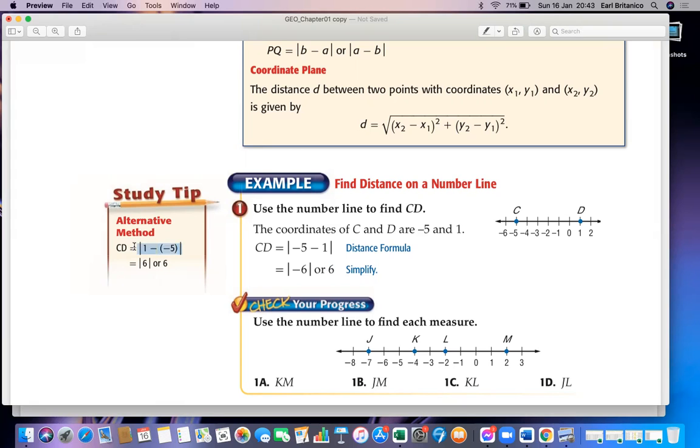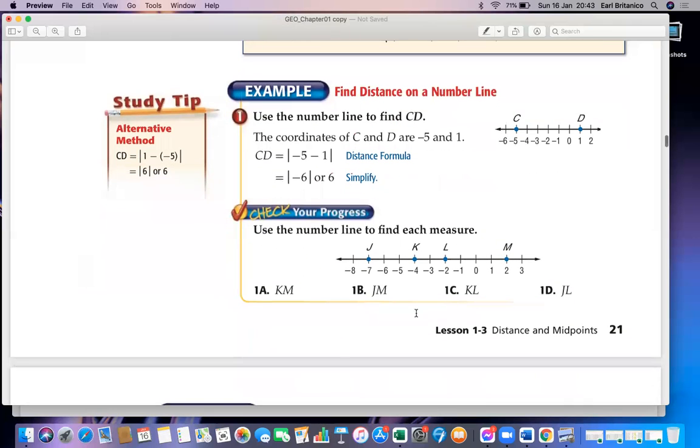You see this one here. This is what I'm talking about. 1 minus -5 becomes 1 plus 5, absolute value of 6, and then you remove the absolute value sign, just leave it as 6. So you see, both processes give you the same answer, +6.